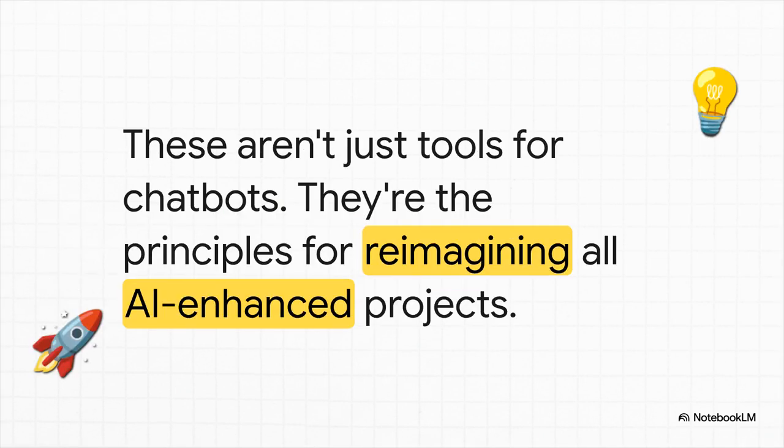So here's the bottom line. Semantic Kernel and these ideas around AI orchestration, this isn't just about building better chatbots that can talk to you. It's about building AI systems that can reason, that can plan, and most importantly, that can act. This is the key that unlocks how we reimagine pretty much every single project that has AI in it.